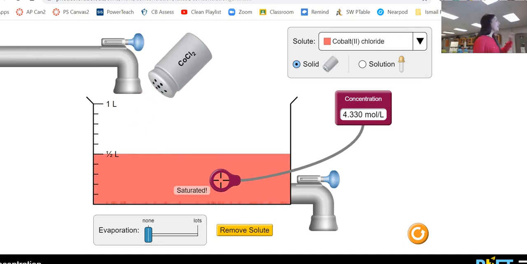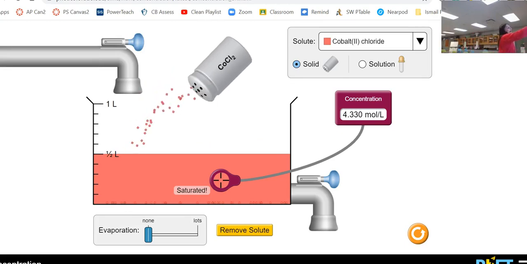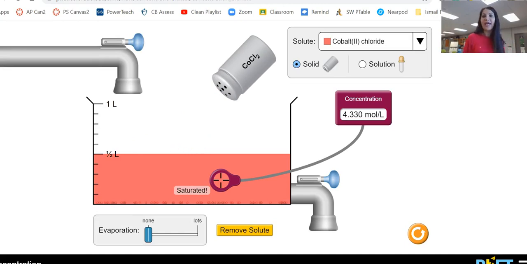Okay, now, here's a misconception. I can see that there are little teeny tiny solid particles that are no longer dissolving inside of the solution. So that's how I know it's saturated. People will think, if I keep adding more, now it's supersaturated.